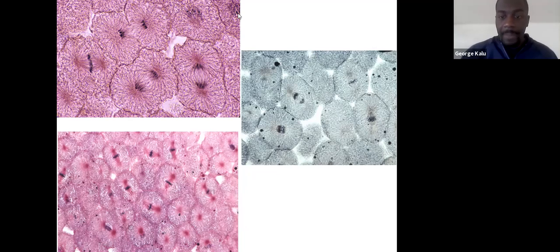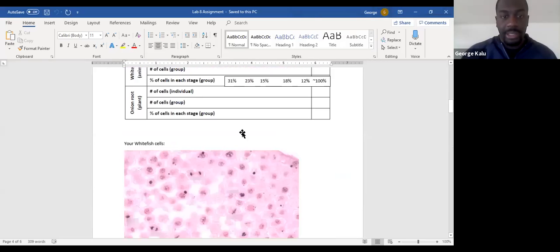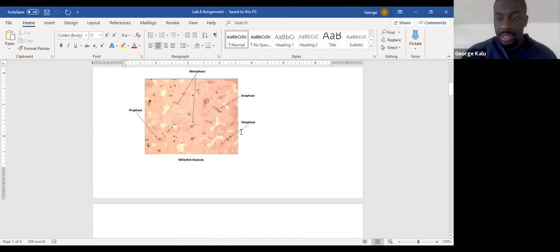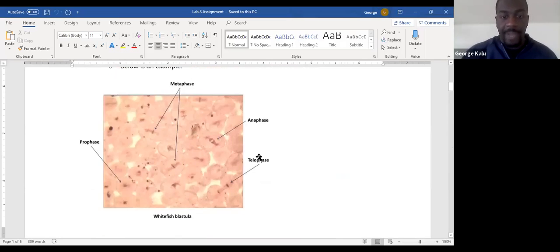I have a few examples that are also outlined in the lab assignment. I'll zoom in so you can see this a little easier. Here we see some cells in different phases of mitosis. Here we've got a cell in anaphase. Here we've got a cell in metaphase, and metaphase over here. Here we see prophase. Here we see telophase. These are just a few examples.